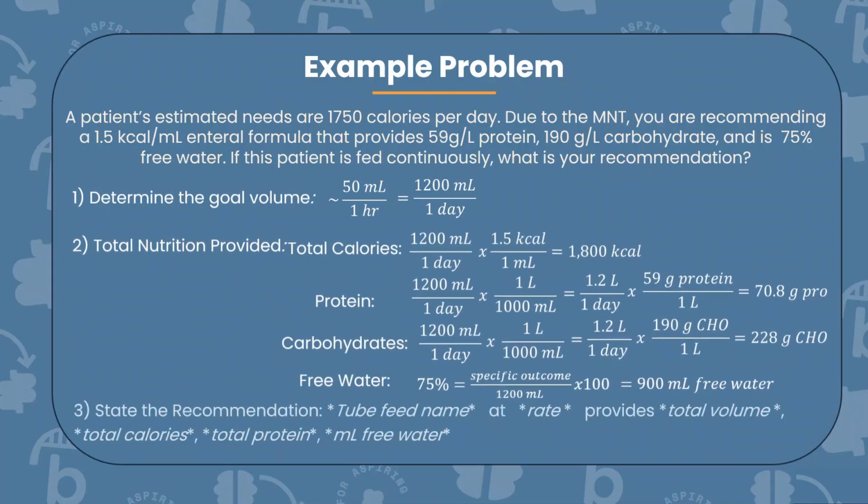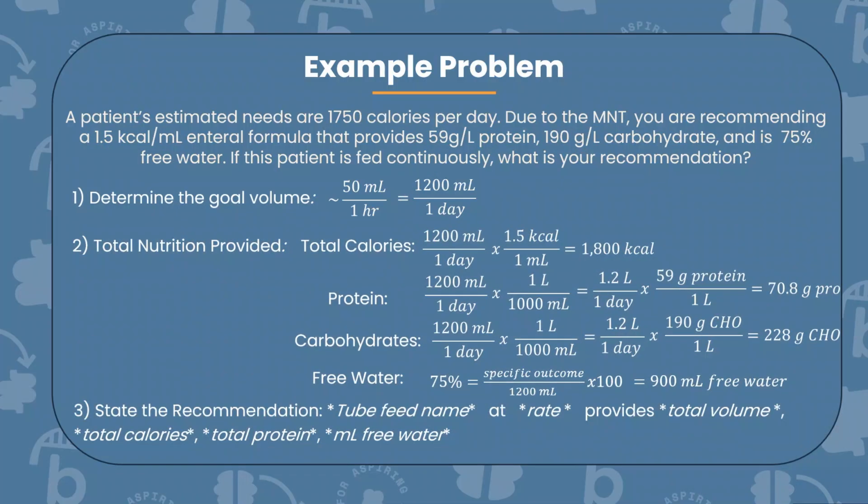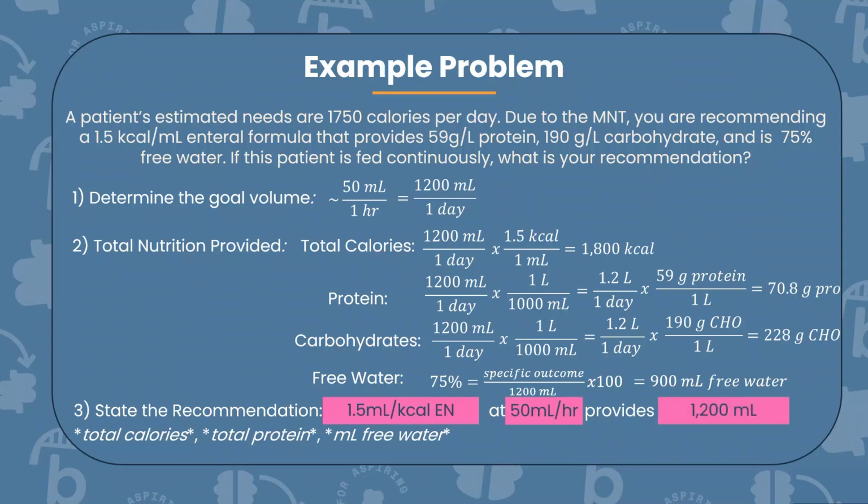So we figured out the total nutrition provided, and now we're going to bring it home by stating the recommendation. We need to know the name of the tube feed, which we don't have in this problem, but we do know how many kcal per milliliter. The formula is 1.5 kcal per milliliter. We are giving it at 50 milliliters an hour, providing a total volume of 1.2 liters or 1,200 milliliters. And that together gives 1,800 kcals. The total protein here is 70 or 71 grams of protein and 900 milliliters of free water.